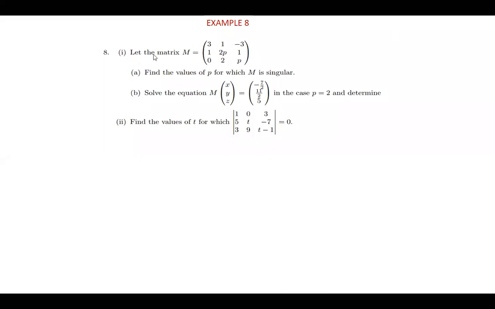So here the question was saying, let the matrix M be equal to 3, 1, negative 3, 1, 2p, 1, 0, and 2 and p. Then they are telling us to find the values of p for which M is a singular matrix. So remember what I said yesterday. I said a singular matrix is a matrix which has the determinant which is equal to 0. So in short, we're going to find the determinant of this matrix, and then we equate it to 0, then find the values of p.